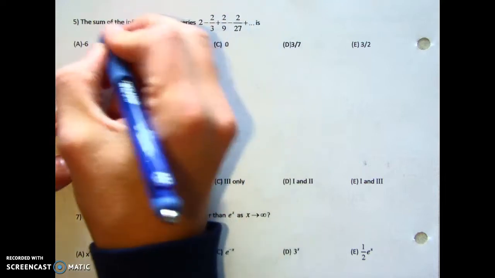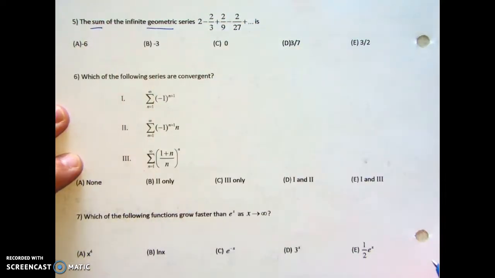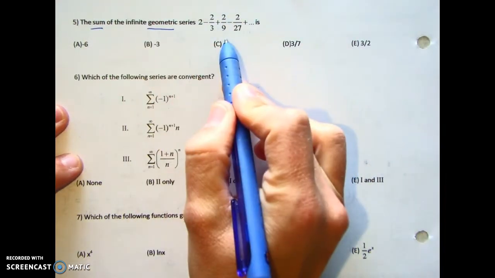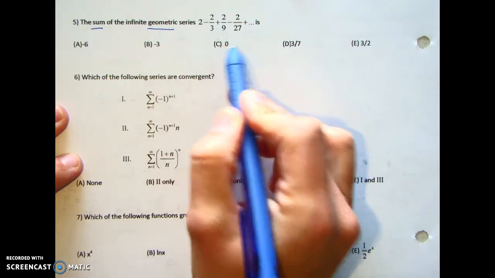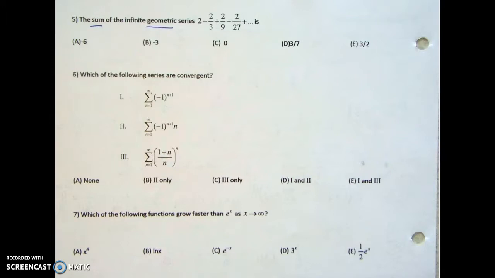The sum of the infinite geometric series. Okay, this is another sum, same as 1, 2, and 3, except they didn't give us what the formula is. We have to write it ourselves. We don't have to write it. We get to write it.